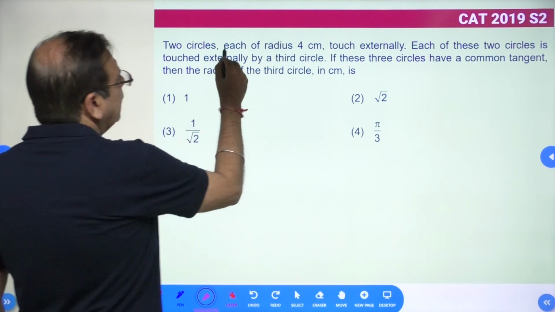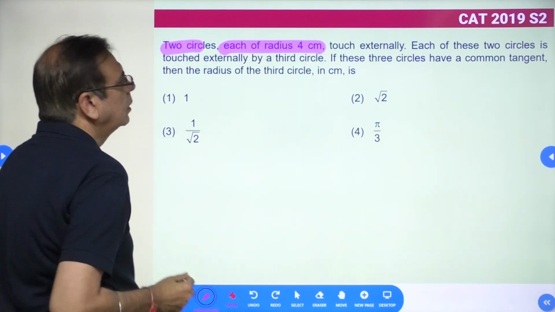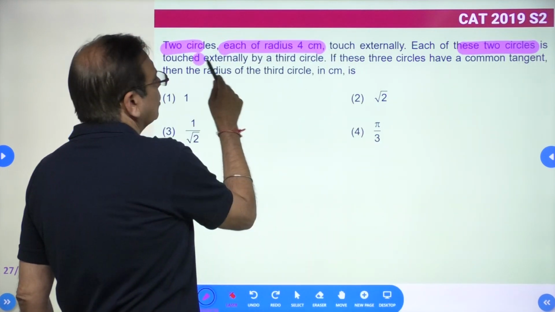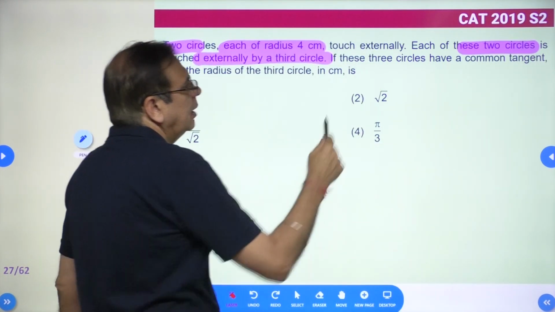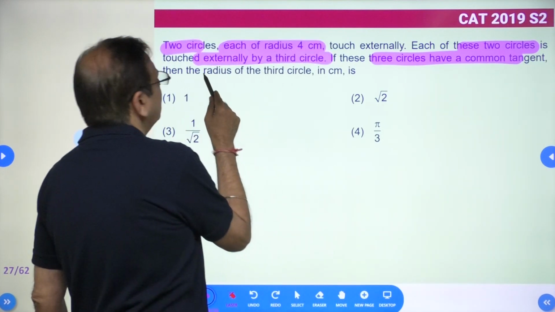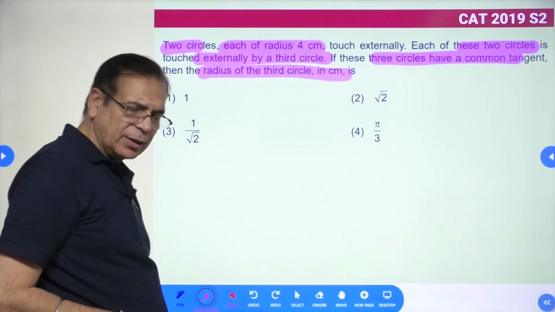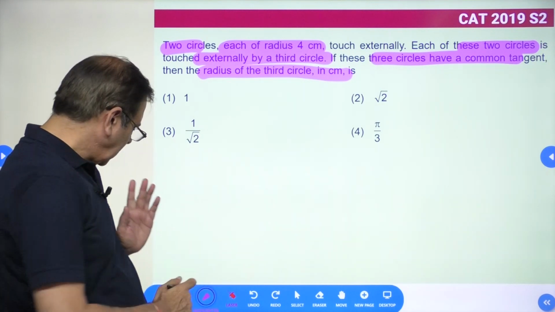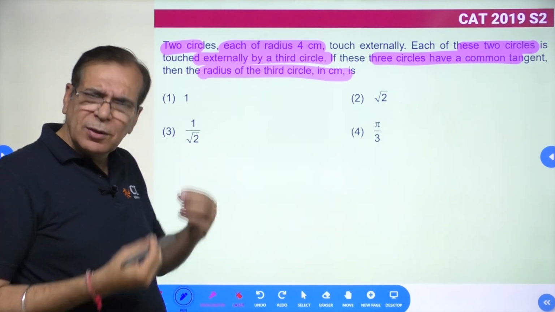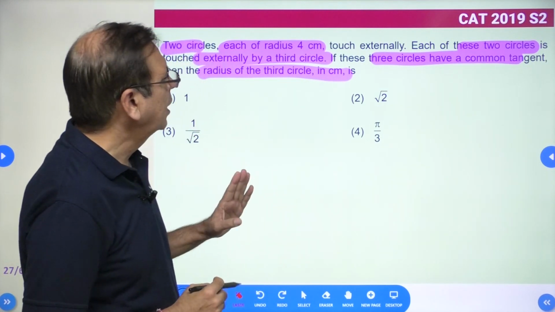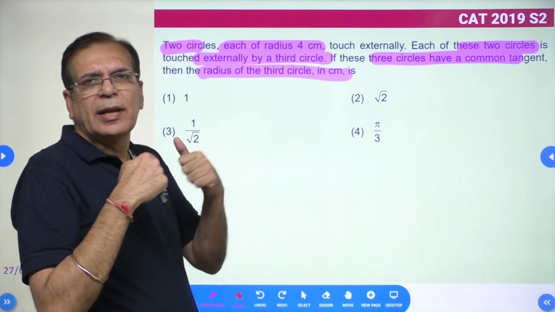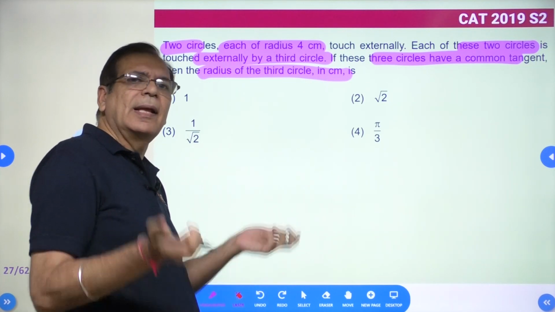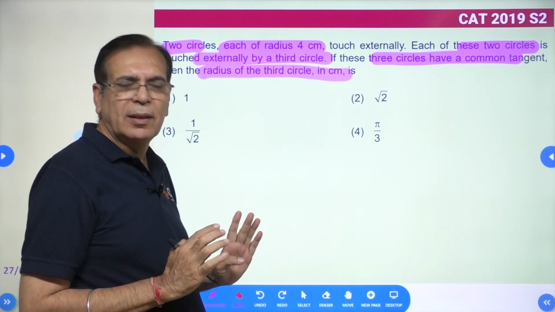Two circles, each of radius 4 centimeters, touch externally. Each of these 2 circles is touched externally by a third circle. If these 3 circles have a common tangent, then find the radius of the third circle in centimeters. First thing is, it's hard to see how to draw the figure. This will happen many times, but start from somewhere. What does it say? There are 2 circles touching externally. There's a third circle which is also touching these 2 circles, and there's a tangent which is touching all 3 circles. That's what it's saying.